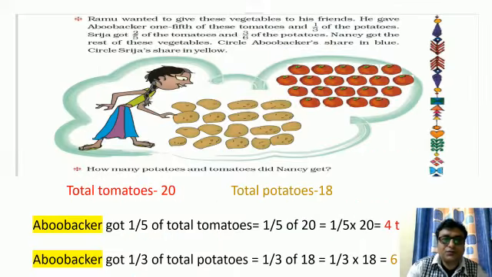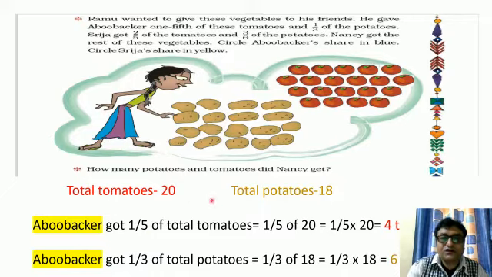So let us go to the next question, which is given on page number 59 of your textbook. So the question is, Ramu wanted to give these vegetables to his friend. He gave Abu Bakr 1/5 of these tomatoes and 1/3 of the potatoes. Srija got 2/5 of the tomatoes and 3/6 of the potatoes. Nancy got rest of these vegetables. So we have to distribute these vegetables among the friends of Ramu.